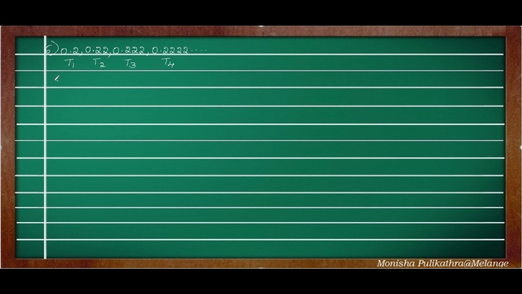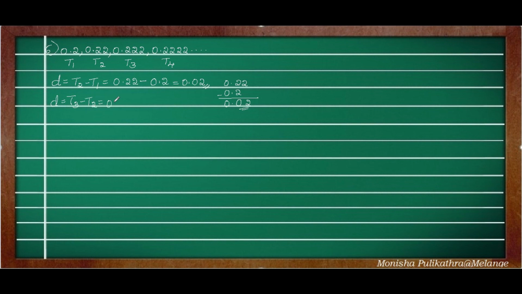Okay, first we need to find out the common difference as usual. So T2 minus T1. So what is T2 here? 0.22 minus T1, which is 0.2. So you will get 0.02. When you subtract 0.2 from 0.22, you get 0.0, 2 minus 2 is 0, then 2. Okay. 0.02 you will get.